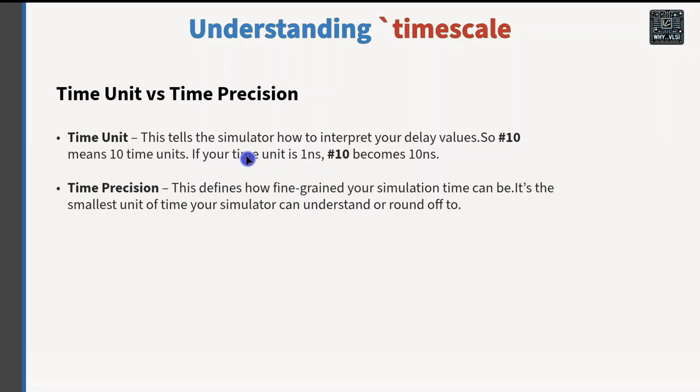But if you define the timescale with 1 nanosecond time unit, it will consider that time unit as 1 nanosecond. So here, if you define this, #10 means it will be considered as 10 nanoseconds. And the time precision defines how fine-grained your simulation time can be. It's the smallest unit of time your simulator can understand.